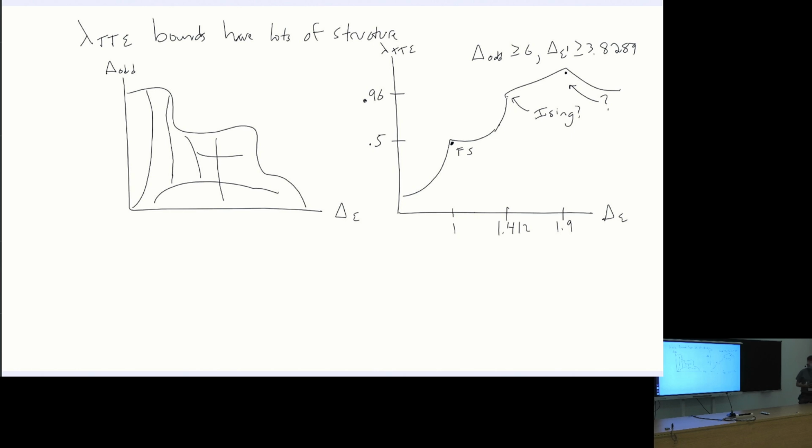Left plot? That's correct. So here I'm looking at a slice where I've fixed delta odd to be bigger than 6, and so that cuts along this direction. And I'm seeing here these 3 kinks basically correspond to this ridge, and this ridge.